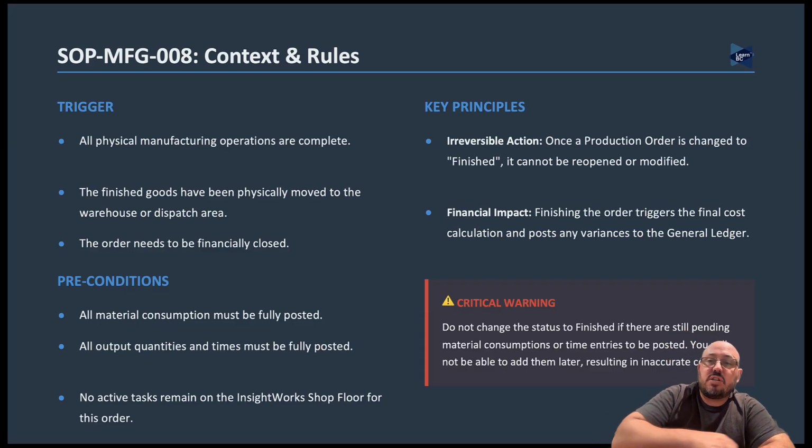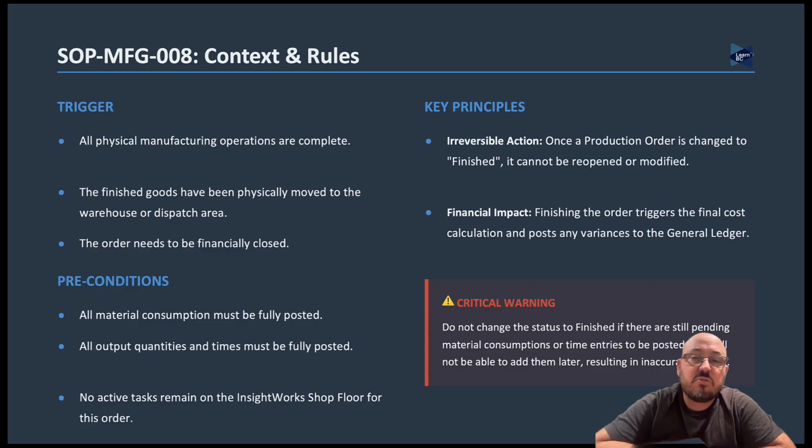So the key principle is this is an irreversible action. Once a production order is changed to finished, it cannot be reopened. Okay, so it's concrete. The financial impact: finishing the order triggers the final cost calculation and posts any variances to the general ledger.